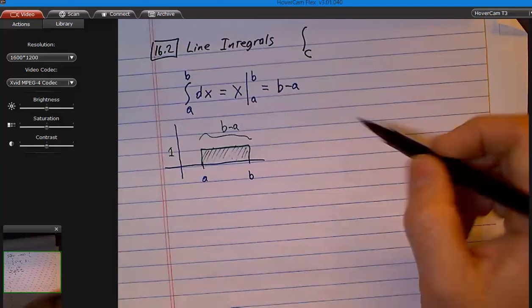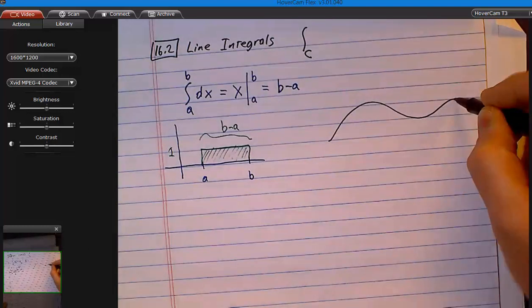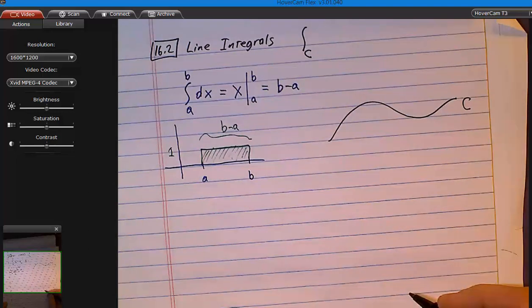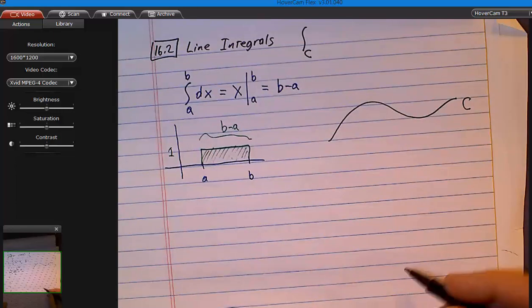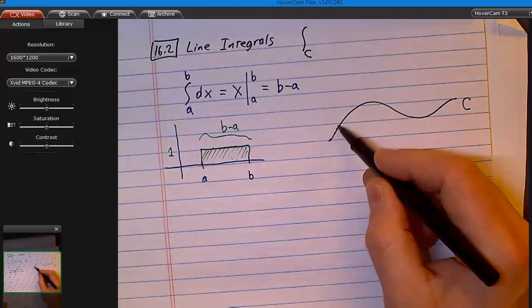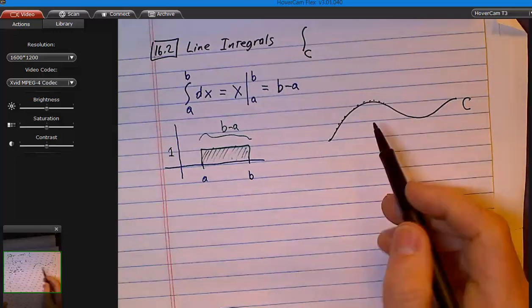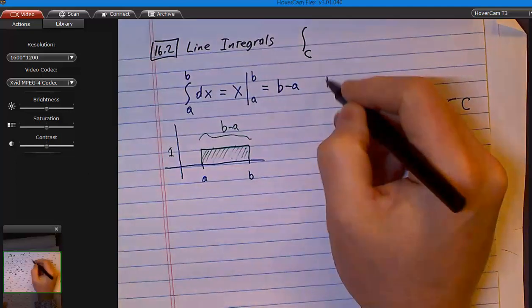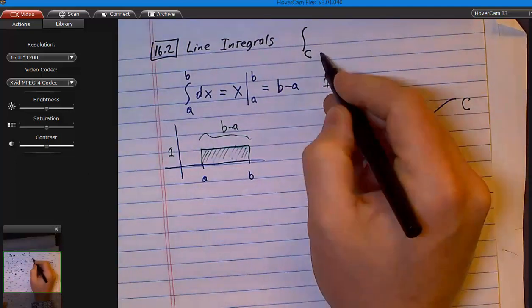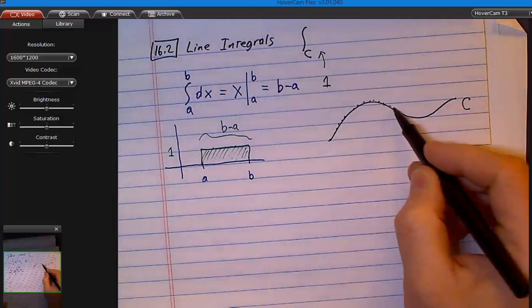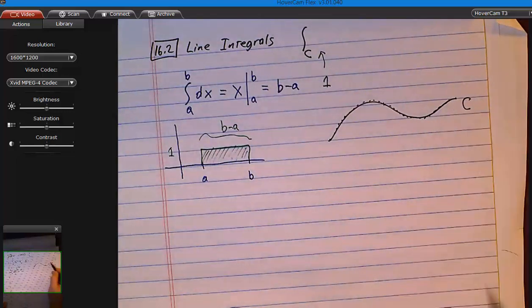What's going to happen now is I'm going to have some curve. And what I'm going to somehow be doing is, well, for example, if you choose the value of 1 for your function, you will be measuring the length of the curve. You'll actually be computing the arc length. That's what a line integral is in the very special case that you're integrating 1.